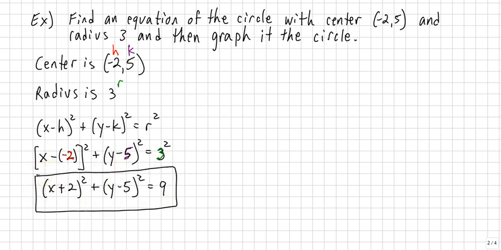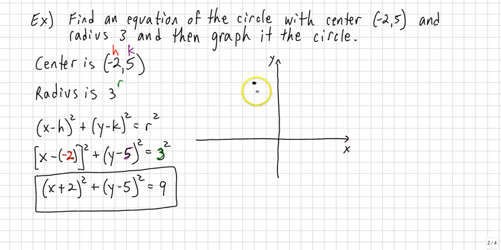There's the equation. Now, let's go ahead and graph that. And it kind of seems like it'd be complicated to graph a circle, but not really. If you just know the center and the radius, graphing it's not too bad. So let's go ahead and get a coordinate plane. This will be the y-axis. This will be the x-axis. Our center is negative 2, positive 5. And then our radius is 3.